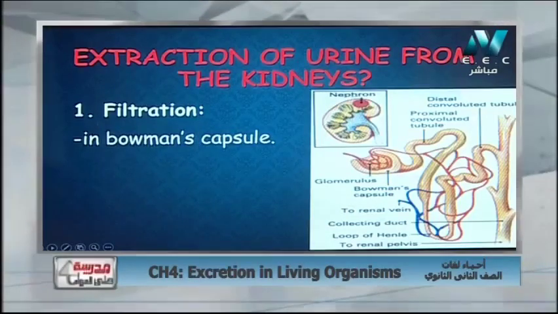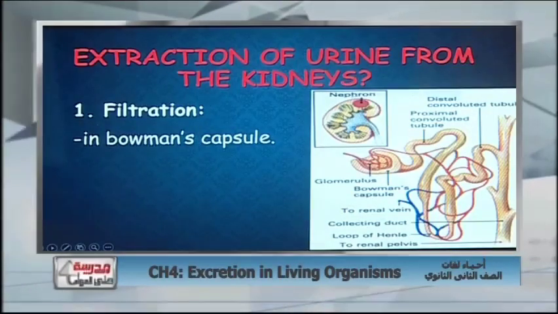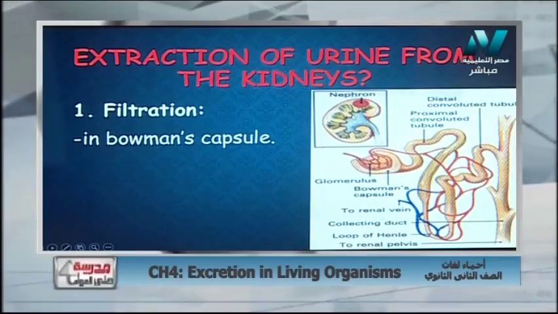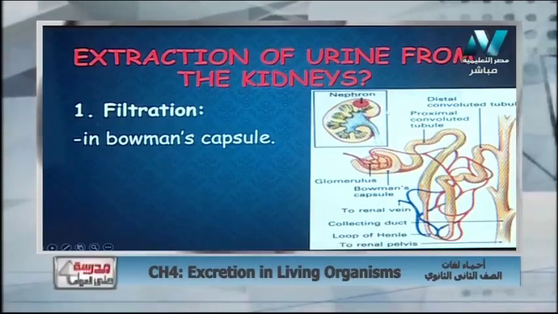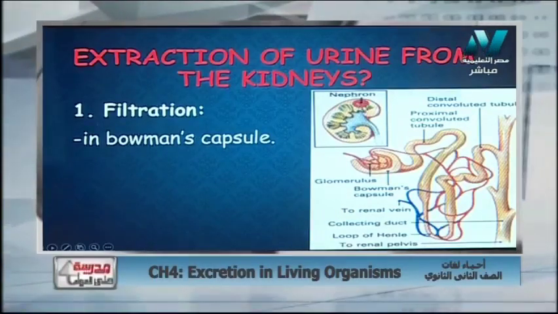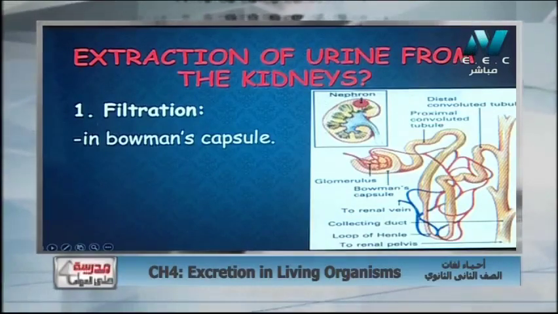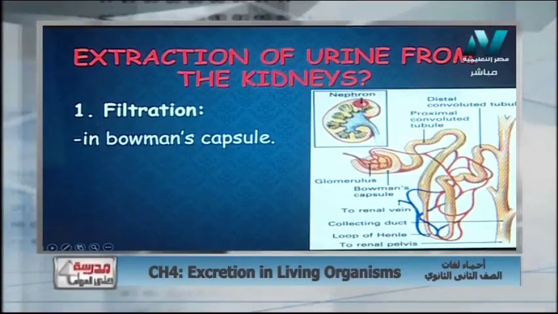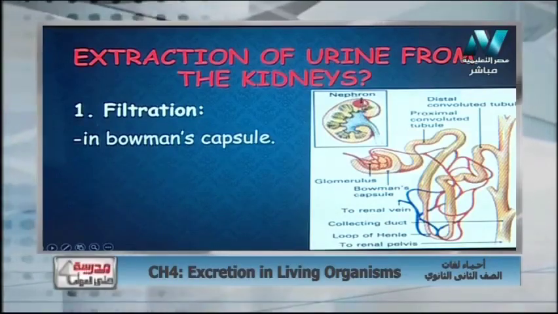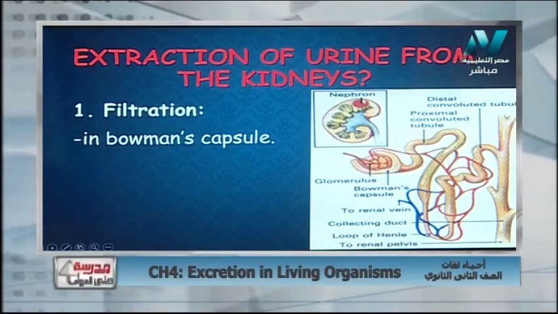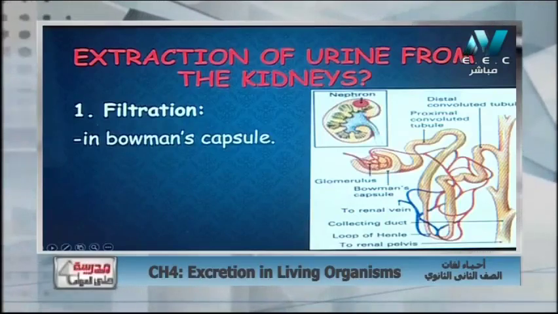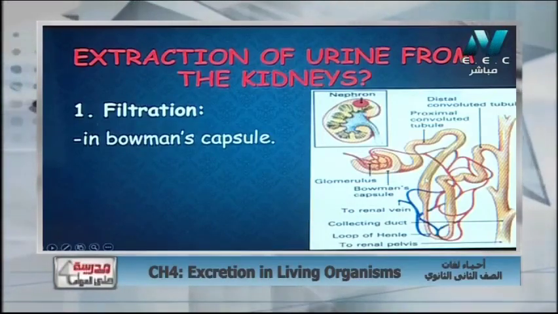Now, how can the kidney extract urine from the blood? In this picture, we can see that the nephron is located in the cortex of the kidney. Yes, this red spot indicates the presence of the nephron, and this is the structure of the nephron.